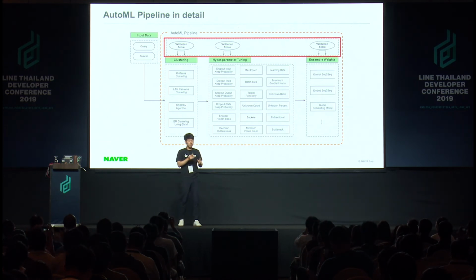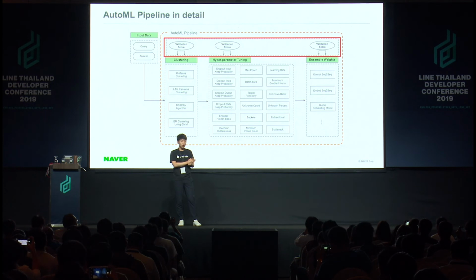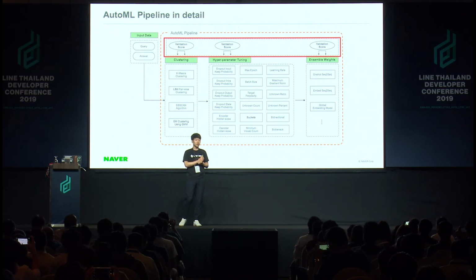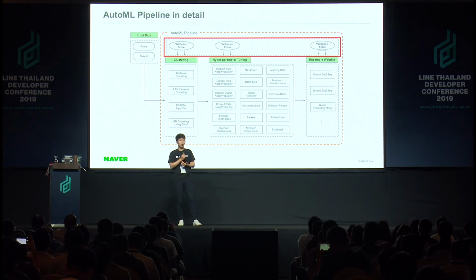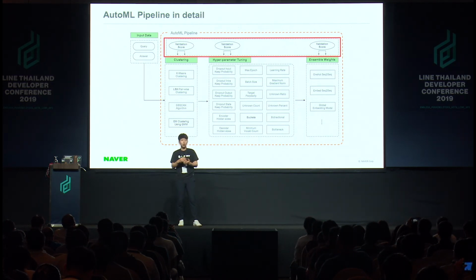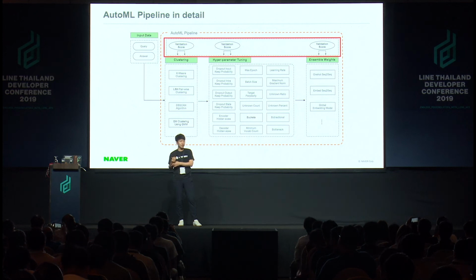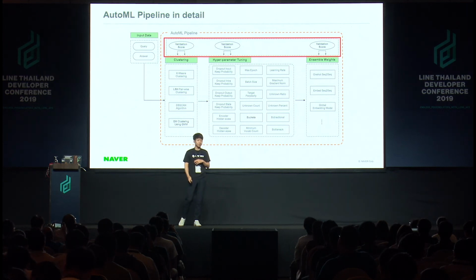Here, clustering has its own validation score. Hyperparameter tuning has its own validation score. Ensemble weight has its own validation score. Based on those validation scores, we can provide the best models in the end.